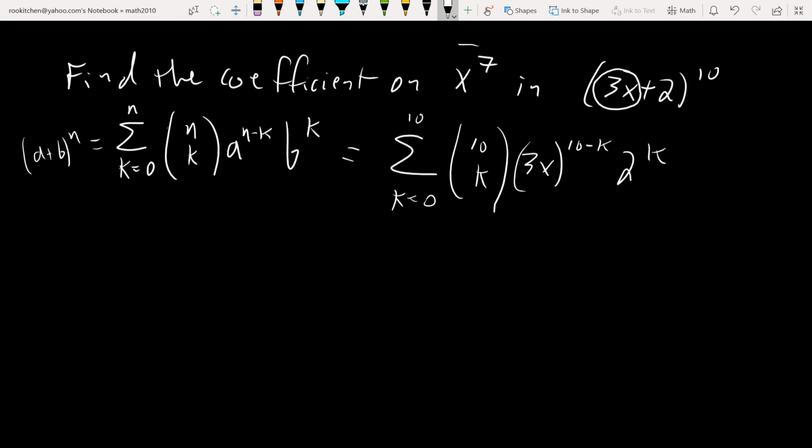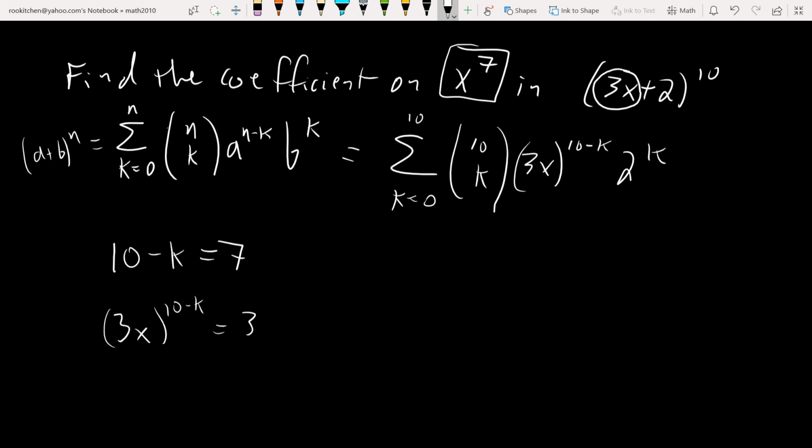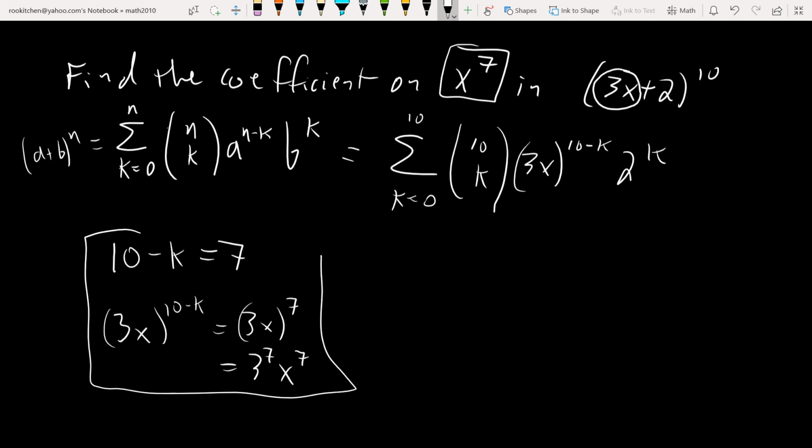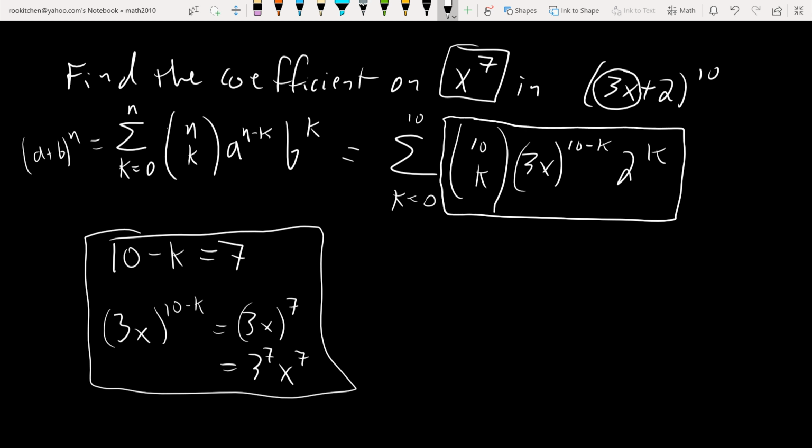Okay, so we need the coefficient on x to the 7th, right? So that's when 10 minus k is equal to 7. Because in that case, 3x to the 10 minus k would be 3x to the 7, and then of course we have 3 to the 7th times x to the 7th, so that would be the term we're after. We want to know the value of this, in particular the coefficient, without the variable part, when k is equal to what? Well, you solve this equation in the box for k, and you should get 3.